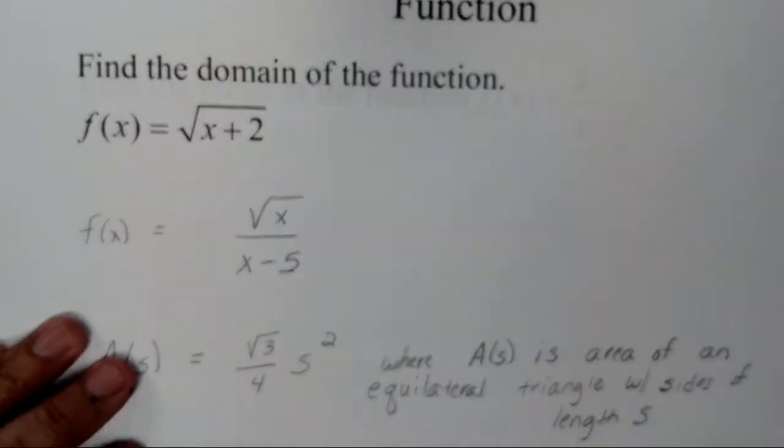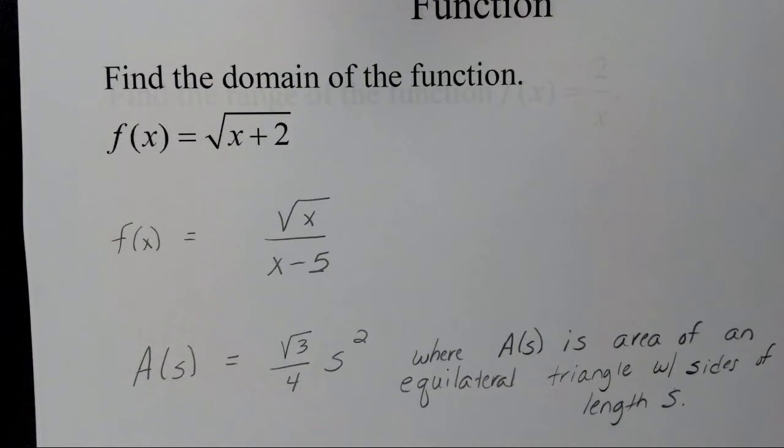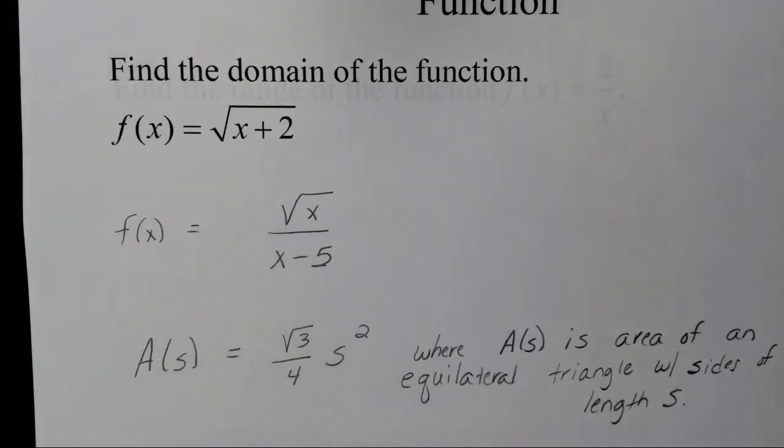So, to find the domain of a square root, we know that that one has a restriction, right? What does the square root do? It moves it left 2. So everything bigger than negative 2.